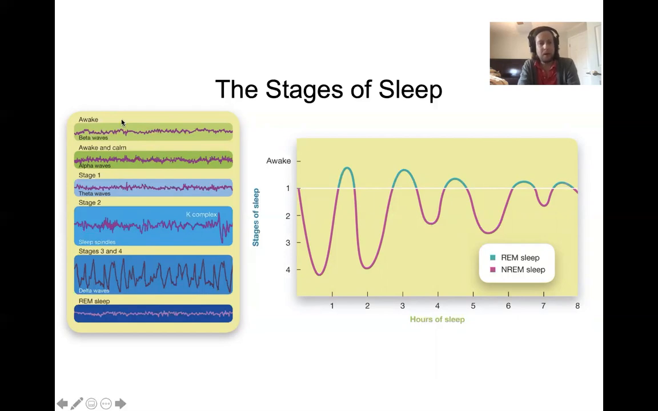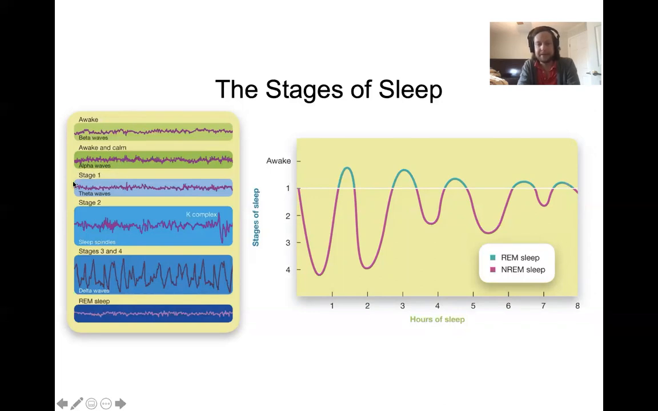When you're awake, the common idea is that gamma and, shown here, beta waves, these two high frequencies, are most prominent. But as you start to get calm, the alpha waves become more prominent. Alpha waves are kind of a middle frequency.